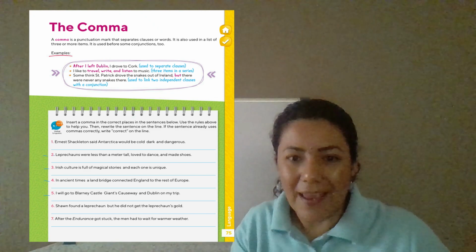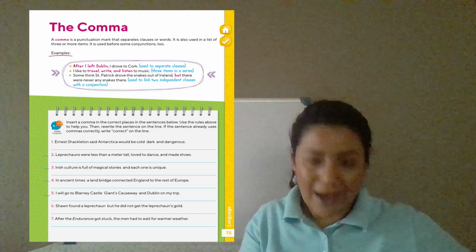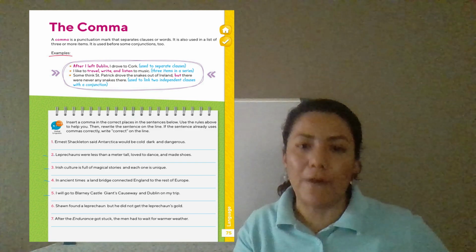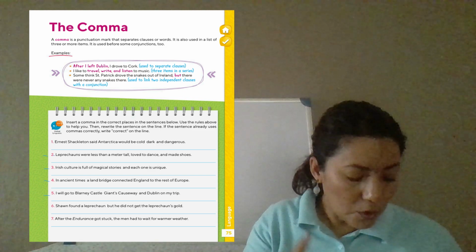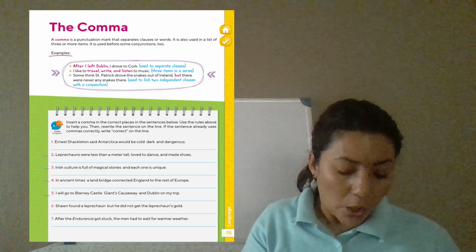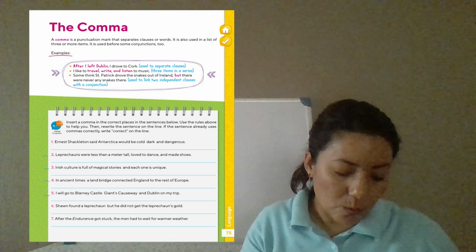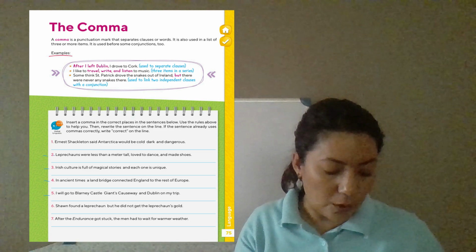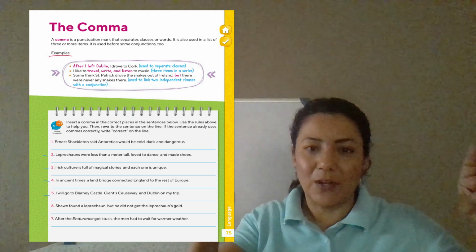Now, after reading this, I need you to do activity 1 on page 75. Let's go over the instructions. Insert a comma in the correct places in the sentences below. Use the rules above to help you. Then write the sentences on the line. If the sentence already uses commas correctly, write correct on the line.